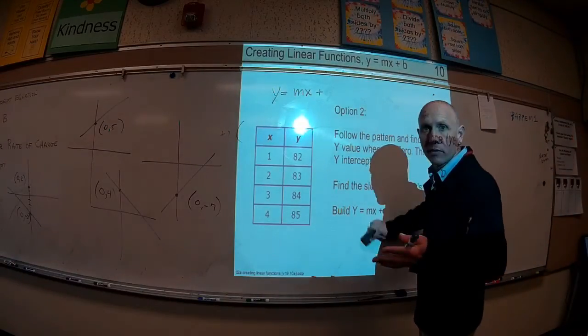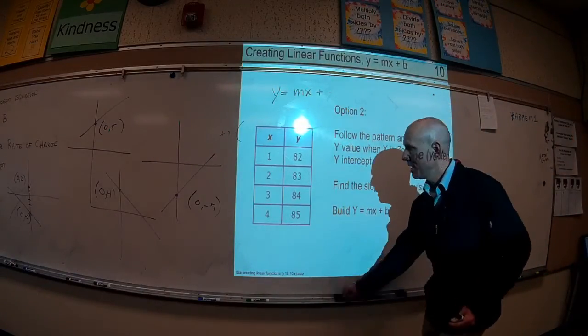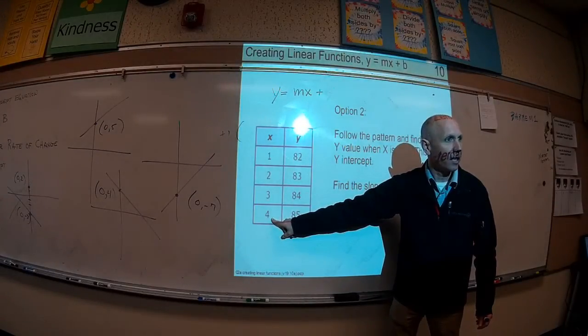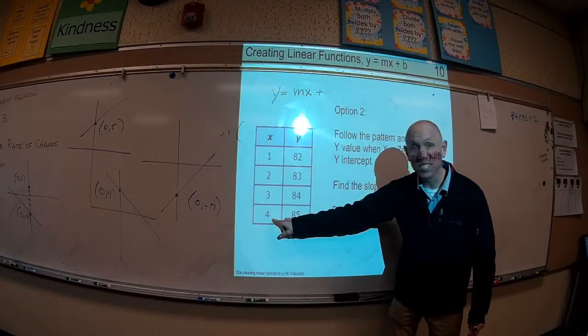So let's go hunting for the y-intercept. Is this the y-intercept, Maddie? No. How do you know? Because it doesn't have a 0. Because this isn't 0, right?